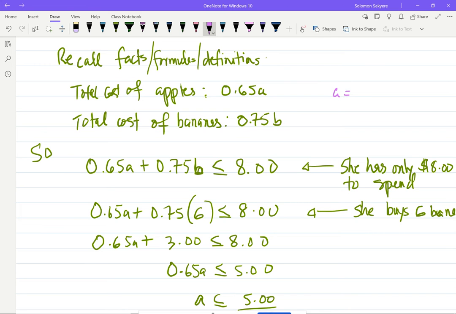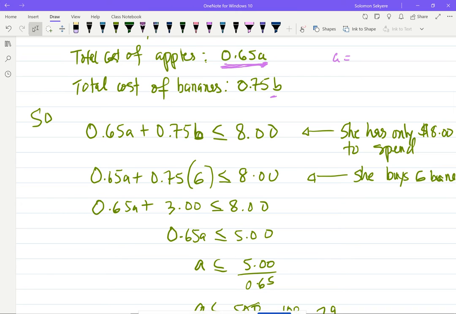Okay, so what is the total cost? How much is it going to cost to buy a number of apples? It's 65 cents times the number. How much is it going to cost to buy bananas? 75 cents times the number. So when we add the costs together, what is the inequality sign? It should be less than or equal to. That is our maximum. Maximum is less than or equal to. We cannot go above the budget. So that's what we write.